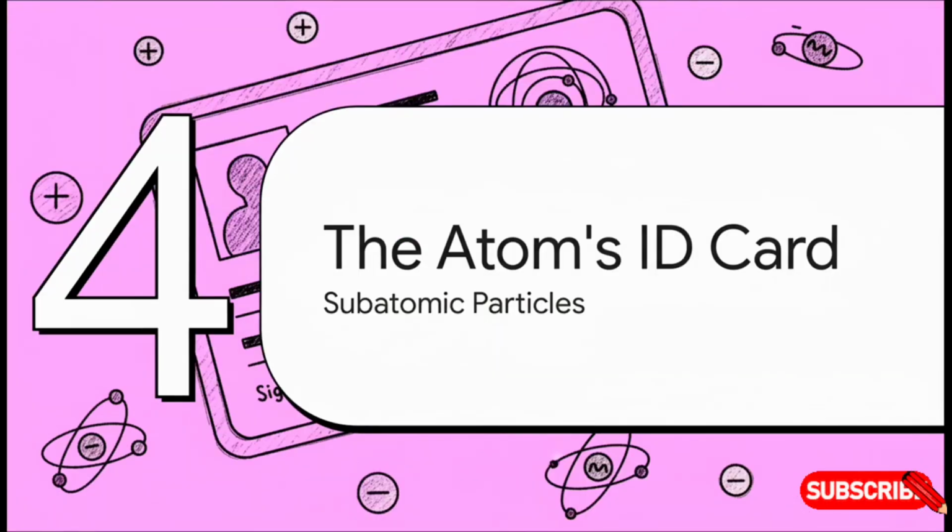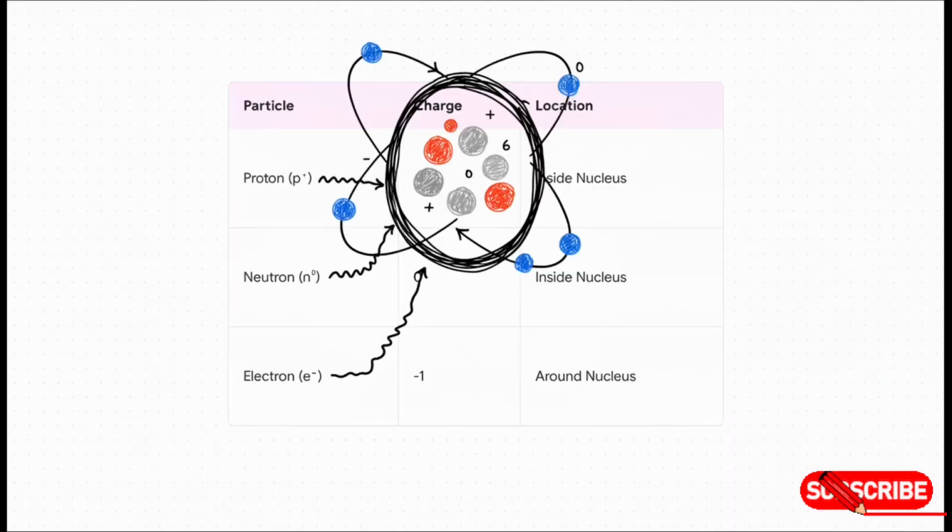So, when you put all of these discoveries together, Dalton's idea of atoms, Thomson's electron, Rutherford's nucleus, and Bohr's orbits, you get the basic model of the atom that we still use today. Let's do a quick breakdown of the final components. You can think of it as the atom's official ID card. It all boils down to 3 key particles.